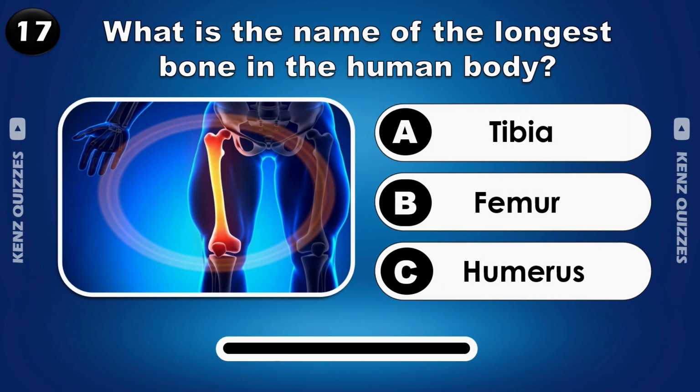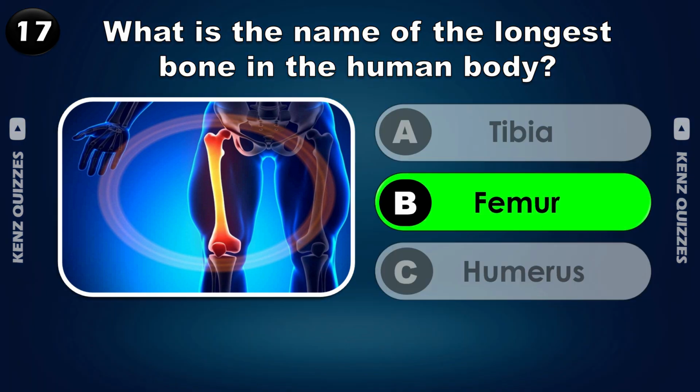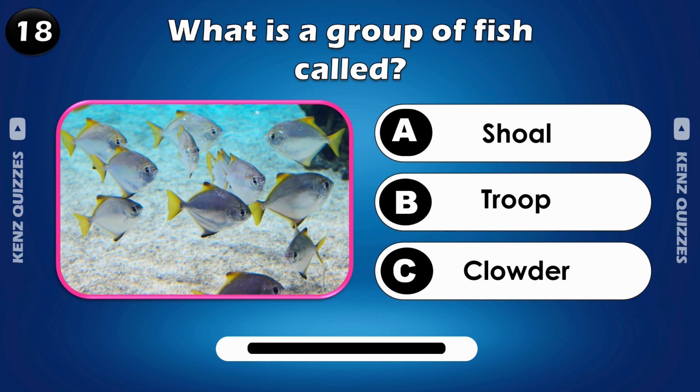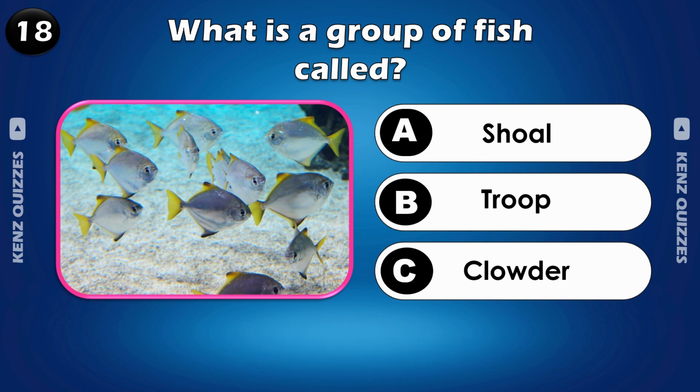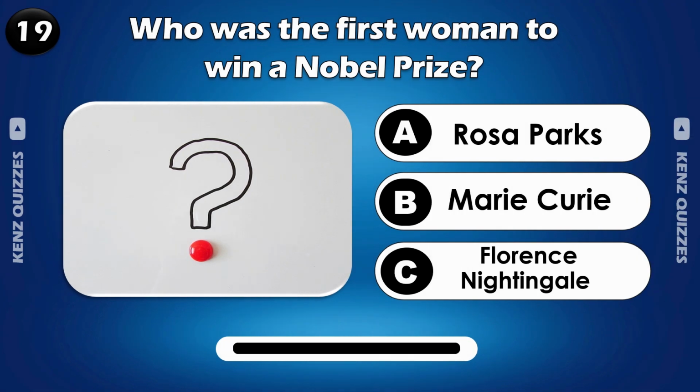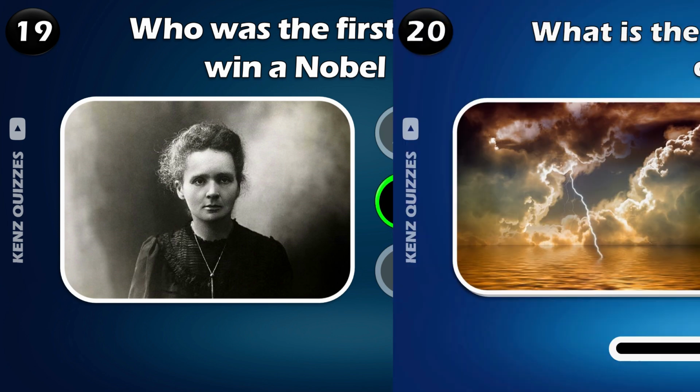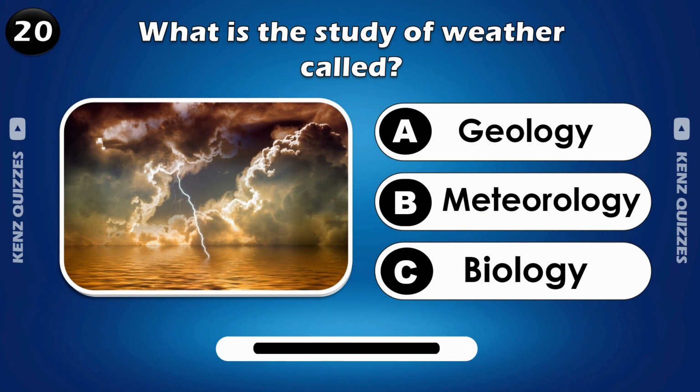ENIAC. What is the name of the longest bone in the human body? Femur. What is a group of fish called? Shoal. Who was the first woman to win a Nobel Prize? Marie Curie. What is the study of weather called?